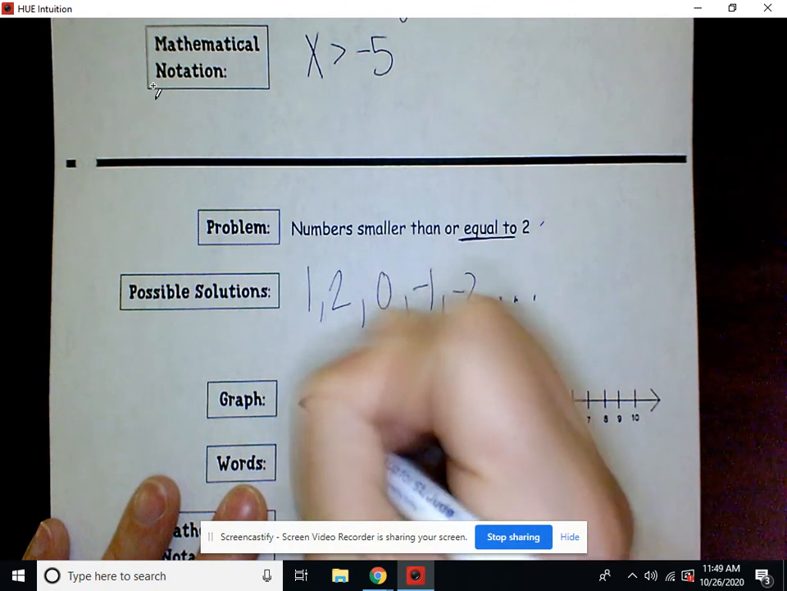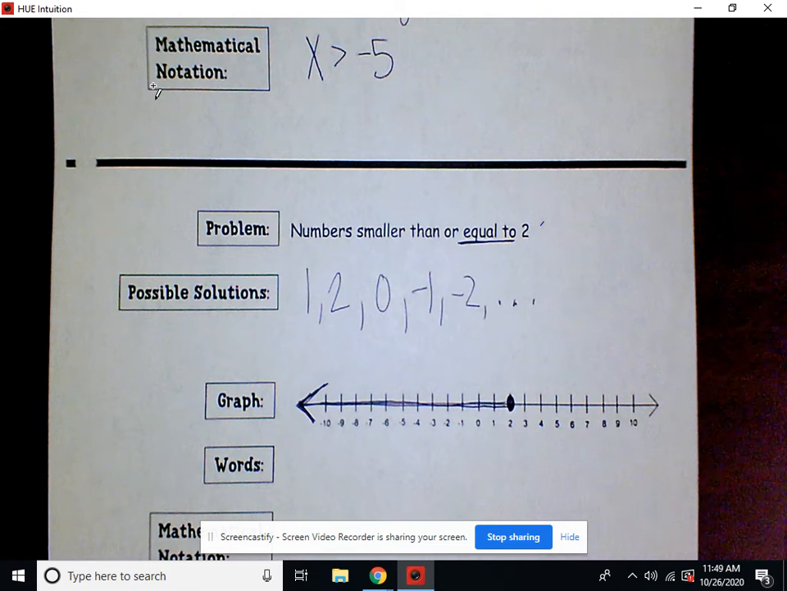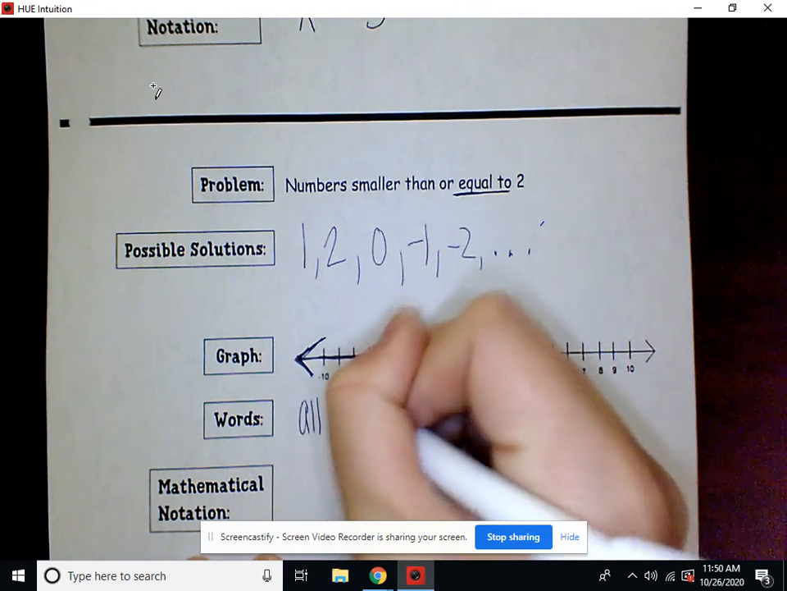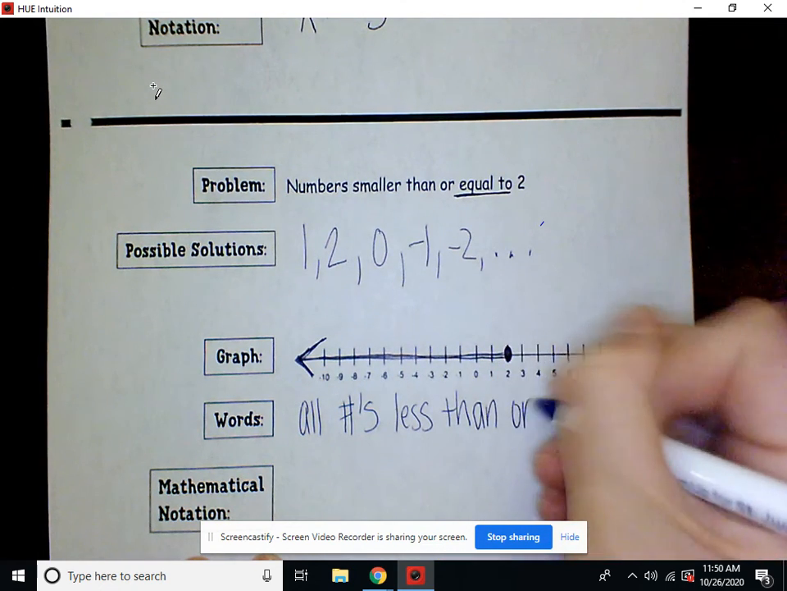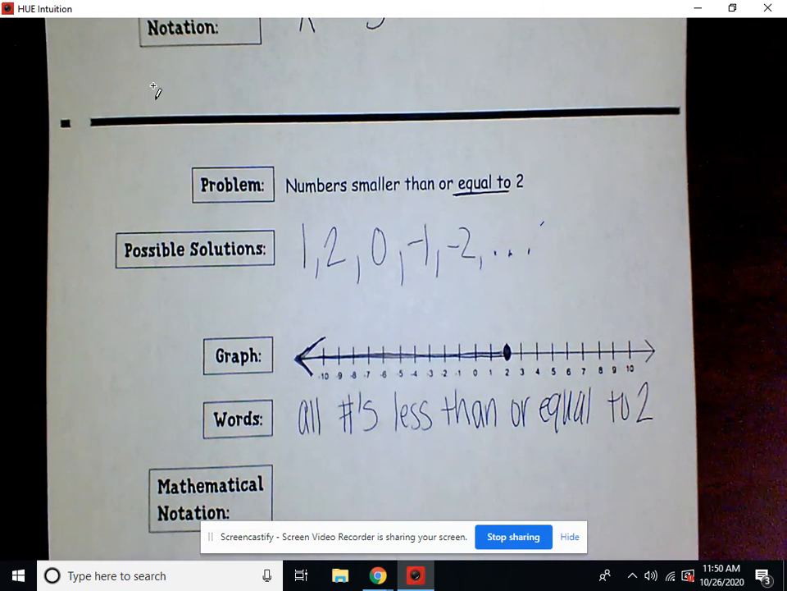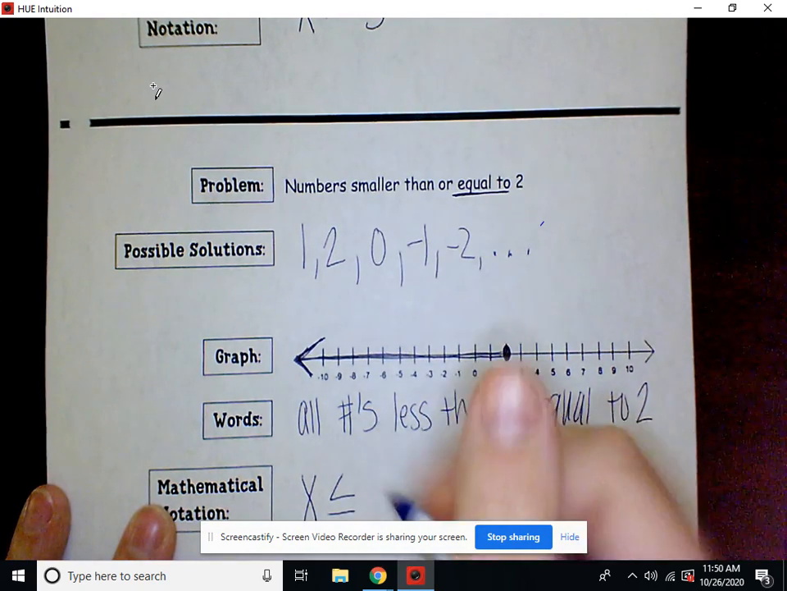Okay, make sure you put an arrow at the end. The arrow lets us know that it continues on forever and ever in that direction. If you don't put an arrow, it just means that you stop at a certain point, but these go on forever. So for words, we have all numbers less than or equal to 2. And then our mathematical notation is going to be X less than or equal to 2.